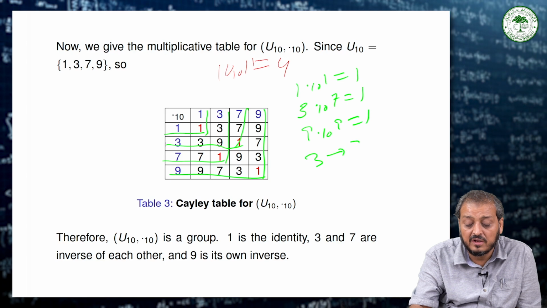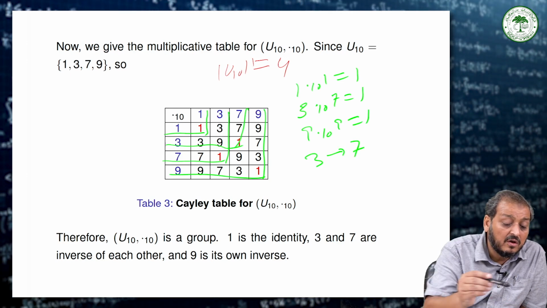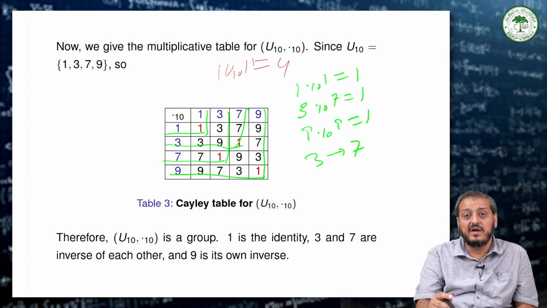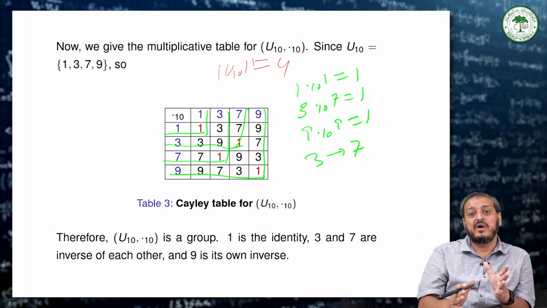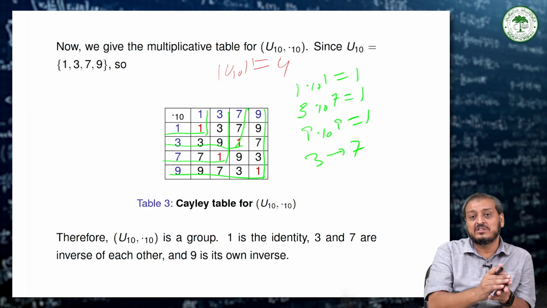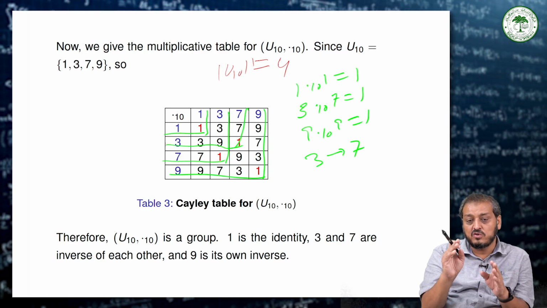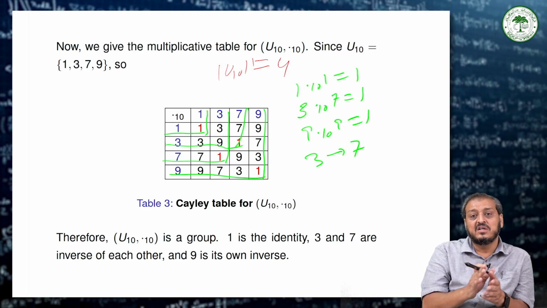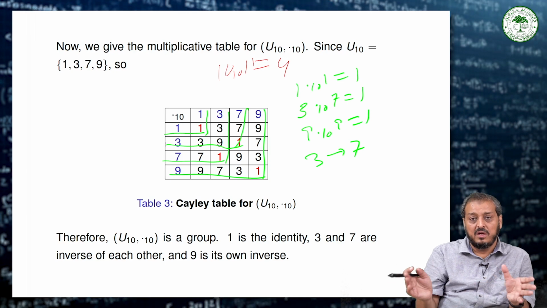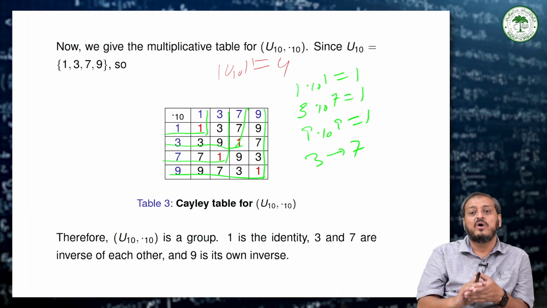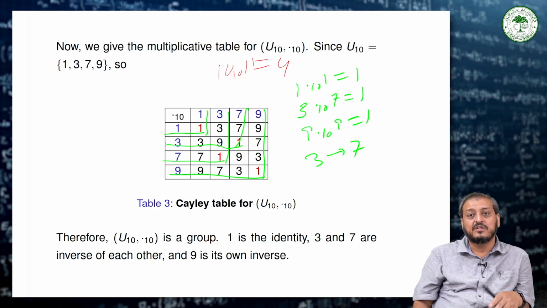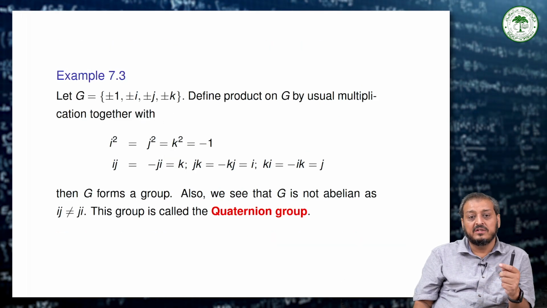So we can simply say that the identity element is uniquely present in the table. Each and every element of the set appears uniquely in each row and each column. So clearly we say that this satisfies all the properties of a group. So this forms an abelian group under multiplication modulo 10.